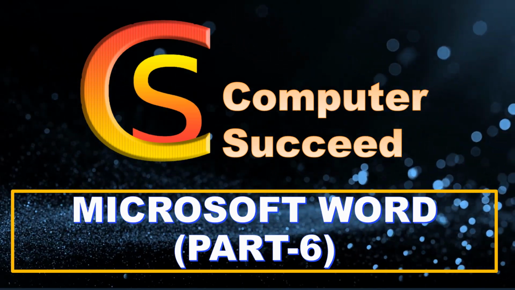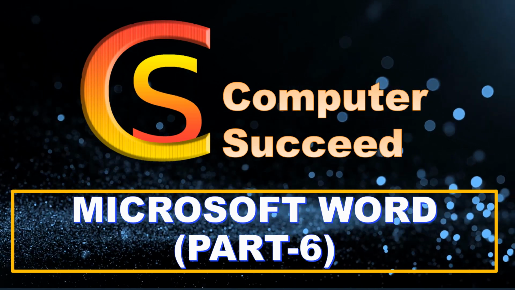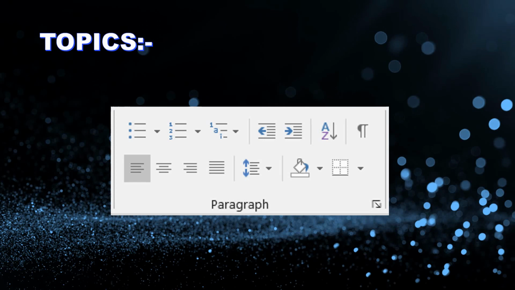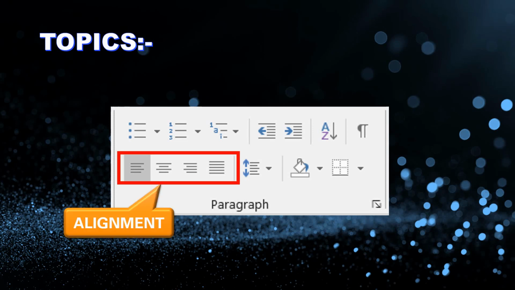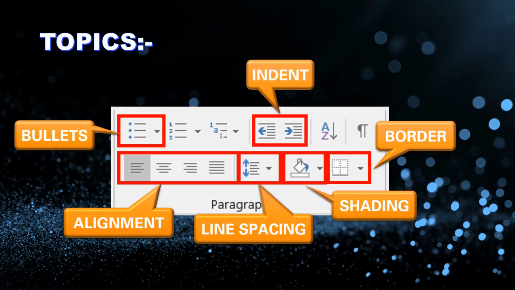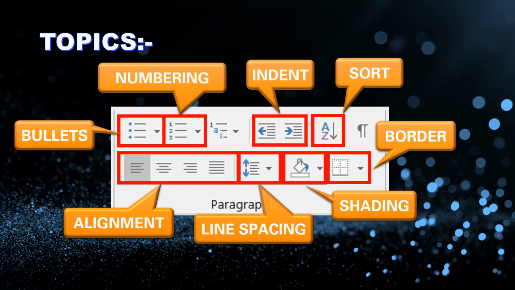This video is based on the Microsoft Word application. In this video we will discuss the paragraph group, which is present in the Home tab. You will see how to work on paragraphs. These are the topics that will be coming here: how to use alignment, and next is spacing, indent, paragraph shading, border, bullets, numbering, sorting. We will see that one by one.